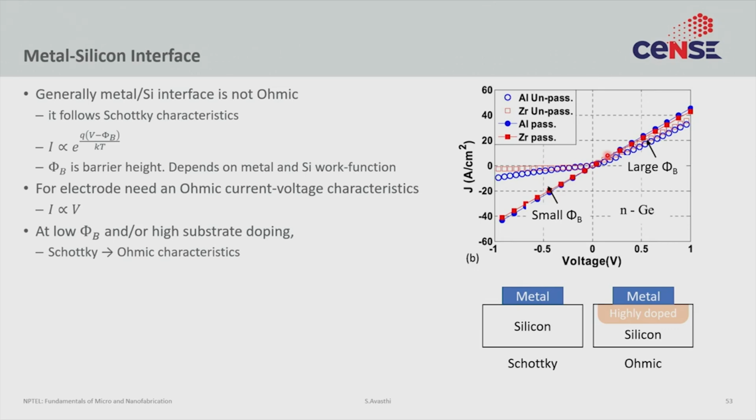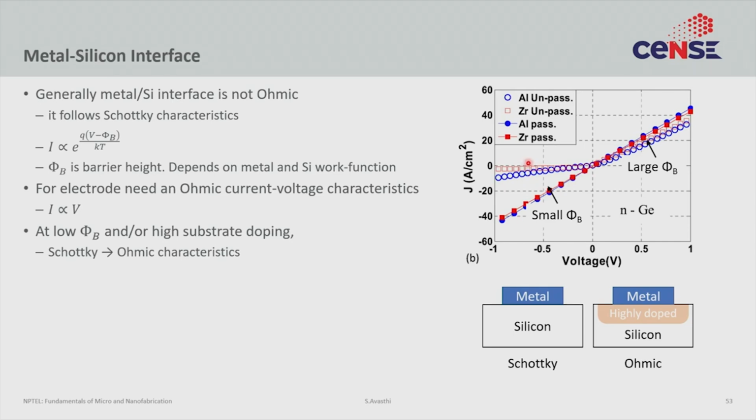So if you look at these open circles, the blue one, if I am not wrong, is aluminum, the red one is zirconium. So both of them are Schottky like, both of them do not allow current to pass through in the negative bias, but aluminum passes a little bit more current than zirconium. So this is just the difference in work functions.